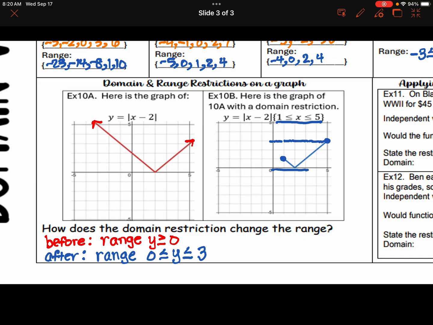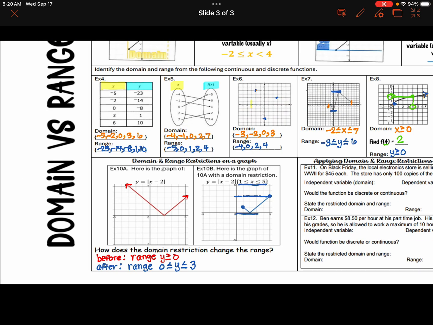Whereas before, when I just let it do its own thing, I had a starting point for the range, but I never had a stopping point. Okay, hopefully that helps with the idea of domain and range restrictions. We are really going to be using that a lot.